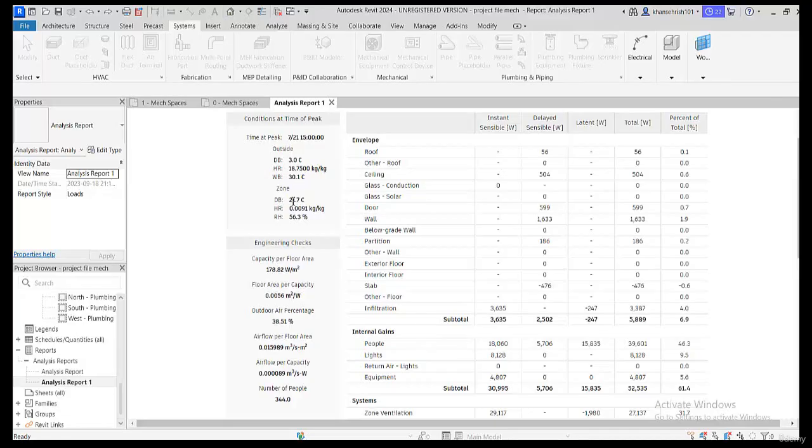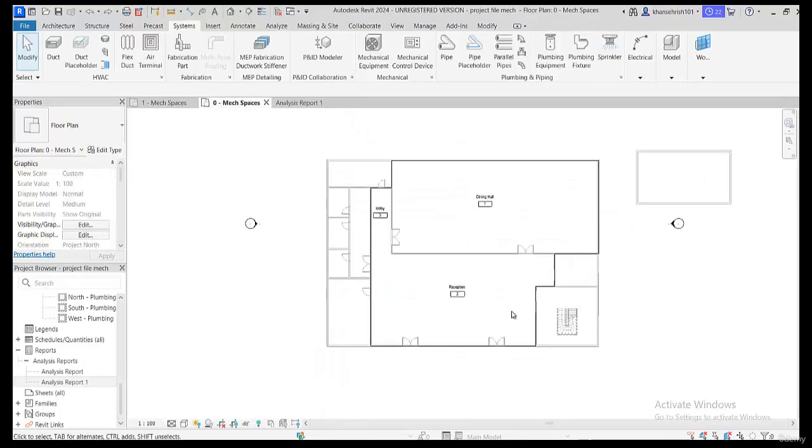Similarly, the dry bulb temperature for this zone is 21 centigrade, and you see the relative humidity is 56. These are the zone conditions: in zone 21 centigrade, relative humidity is 56, and these are the outside environment conditions, the atmosphere conditions. So these are the conditions of these zones.